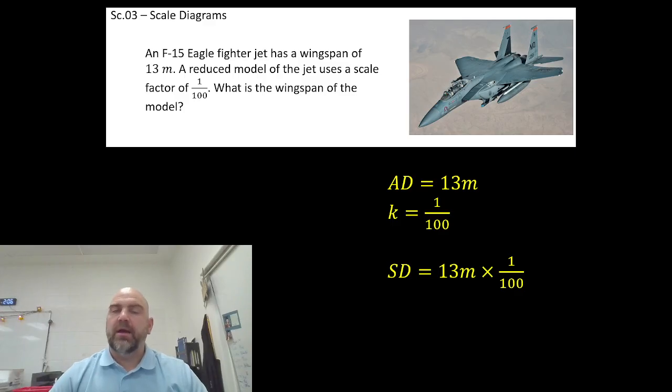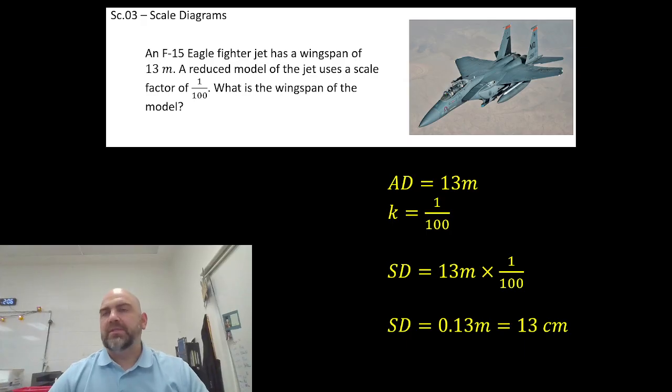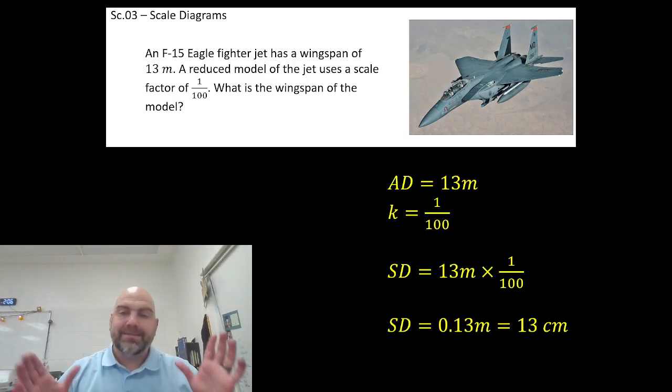And then we put it into our equation. So our scale dimension is equal to our actual dimension times our scale factor. 13 times 1 over 100 is 0.13 meters, or about 13 centimeters. So we went from a jet that would be wider than the class to a jet which is that big. And it would actually be able to fit, and we could actually take a look at it. It's a scale model.